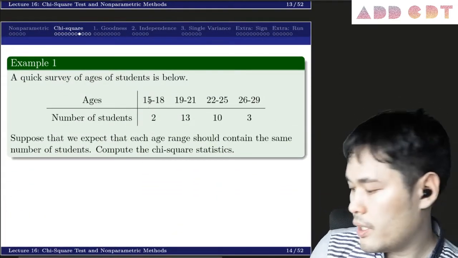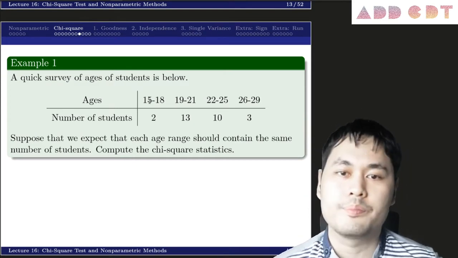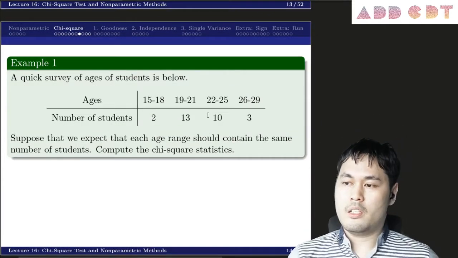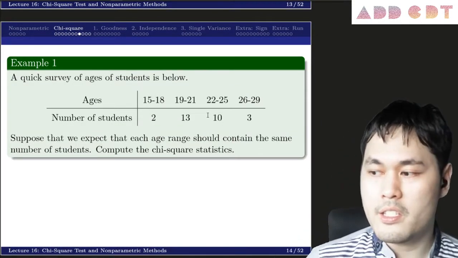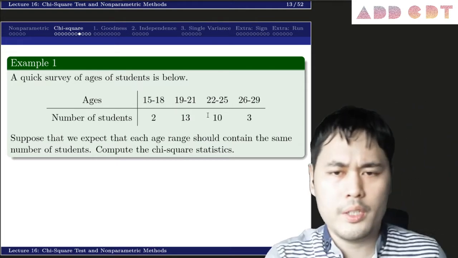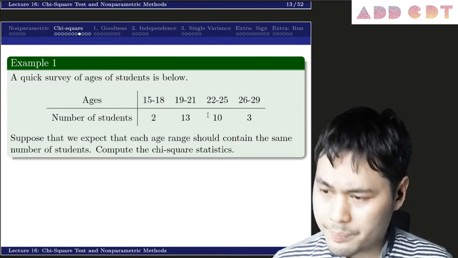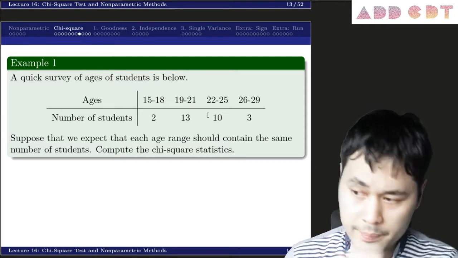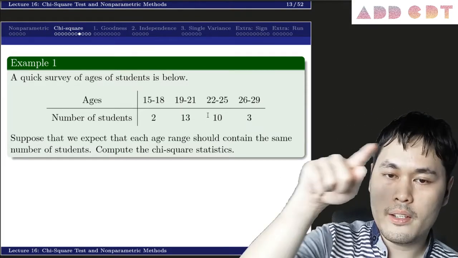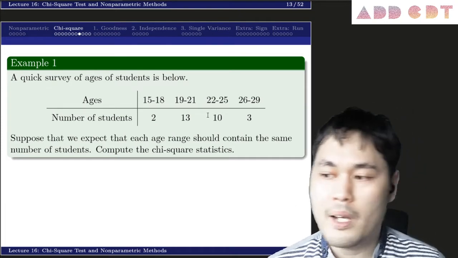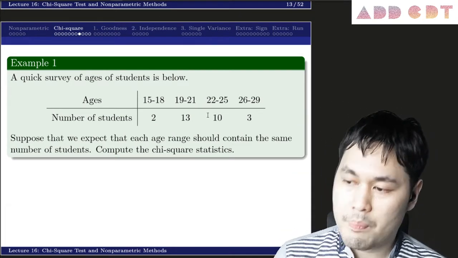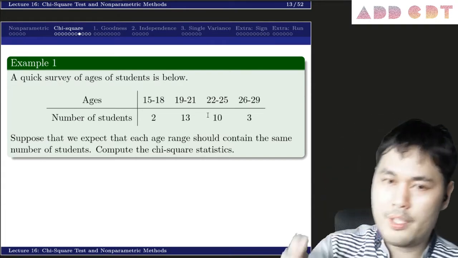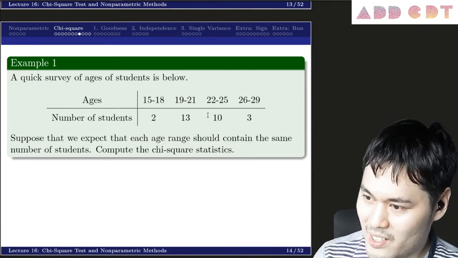So now let's take a look at a quick example. Let's say we have a quick survey for students. We have 4 different age ranges: 15 to 18, 19 to 21, 22 to 25, and 26 to 29. Suppose we thought that all these 4 age ranges should have the same number of students, so we expect this to be uniformly distributed. But as you can see, the numbers are pretty much not what we expect.